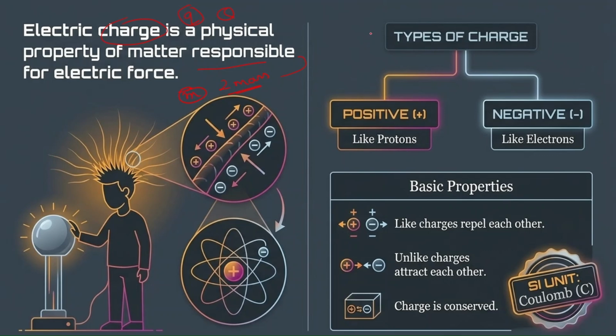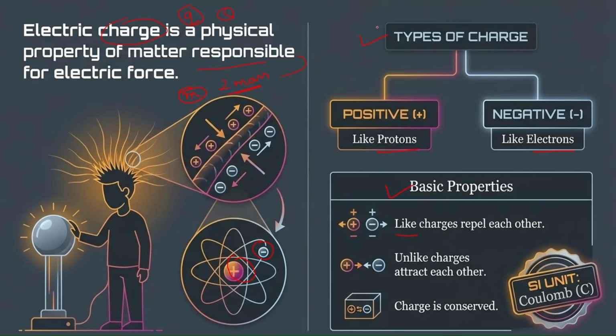Let's talk about types of charge. There are two types of charge, positive and negative. I hope you heard about protons and electrons. Here I have shown you the structure of an atom. There is a positive charge in the middle of the atom and electrons revolve around it. Now, let's talk about basic properties of charges. Like charges repel each other. Unlike charges attract each other.